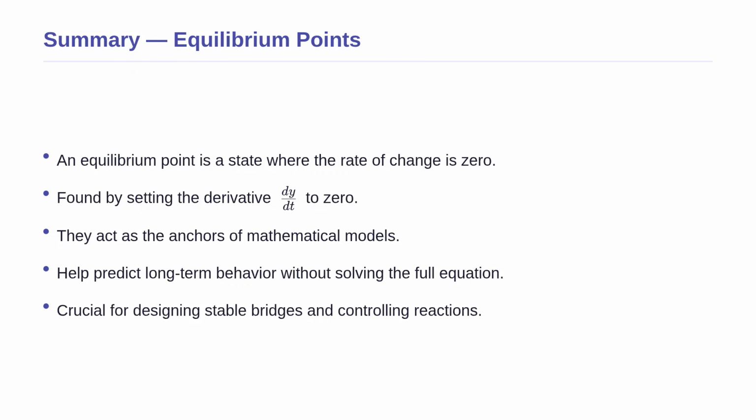An equilibrium point is a specific state where a system's rate of change is exactly 0, meaning the system remains constant over time. We find these points by setting the derivative in our differential equation to 0 and solving for the variable. These points act as the anchors of a mathematical model. They show us where a system will ultimately settle down, allowing us to predict long-term behavior without solving the full equation. You now have the foundational tools to analyze complex systems across physics, biology, and economics.